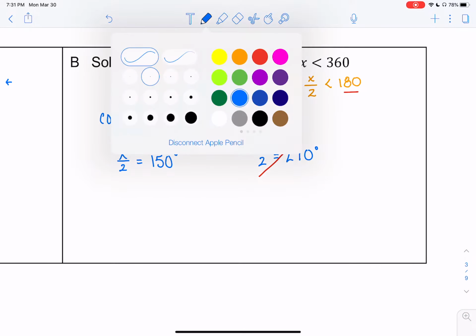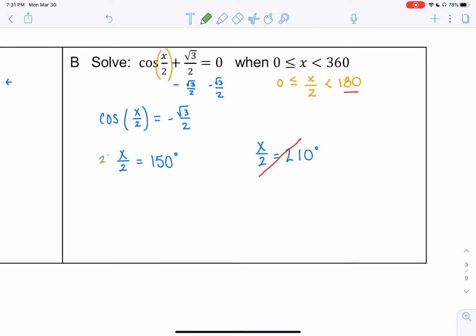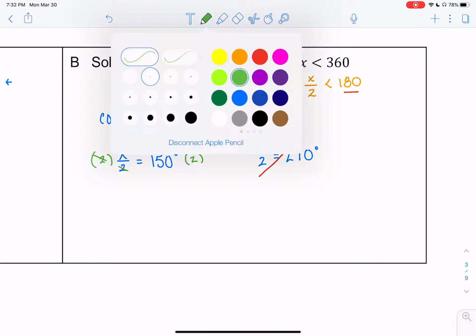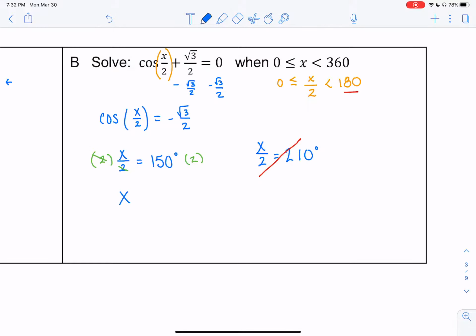To get x by itself, you would multiply both sides by 2 to cancel that out. And that means we'd have x equals 300 degrees. And that's our only solution this time. That's the only one that's going to work within our domain.